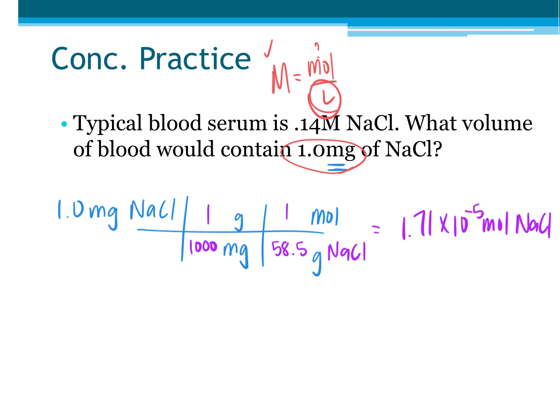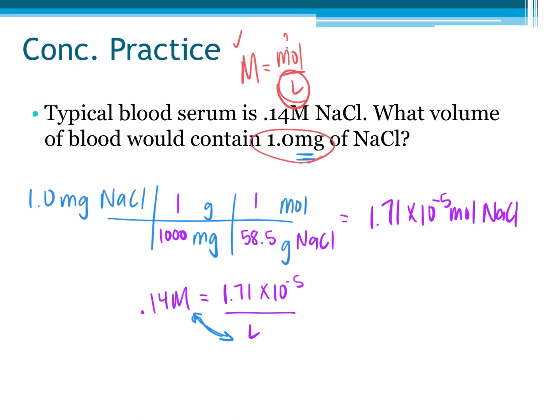Okay, so using this top conversion, I was able to find out how many moles of NaCl would be found in 1 milligram. And from there, I can say my concentration is 0.14 molar equals 1.71 times 10 to the negative 5th over liters. Do you remember our shortcut here when we're trying to solve for the variable on the bottom? No, we're not going to multiply them. We need to switch them spots. Right? I need to get liters by itself in the numerator. So in order to do that, I've got to move liters to the other side, divide over that 0.14, which is the same as me switching them spots.